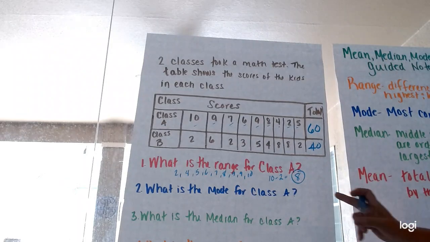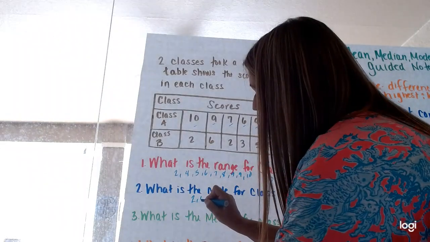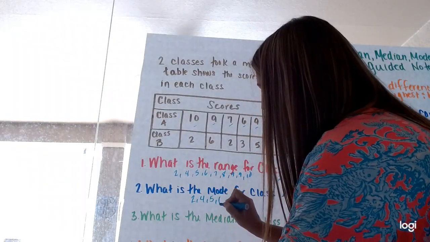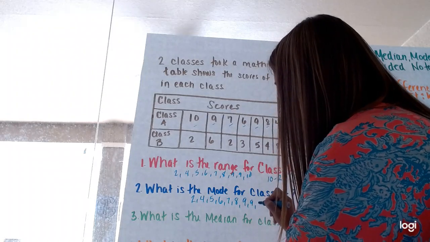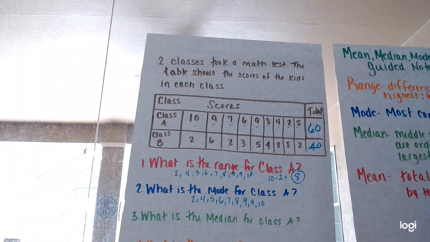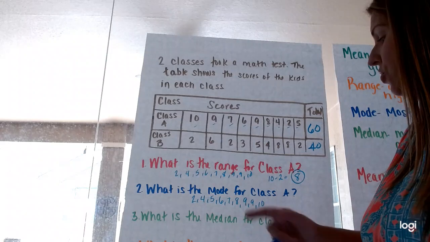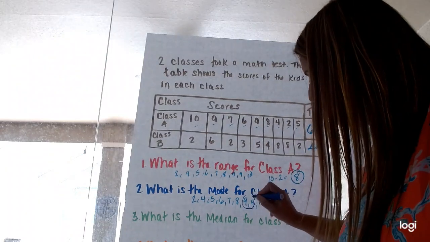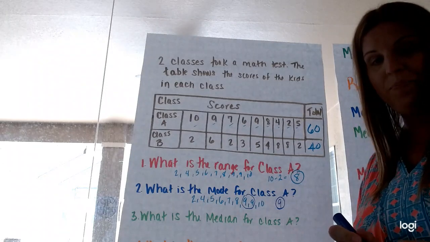Okay. Now the mode, the number that appears the most often. So I'm just going to rewrite my data. 2, 4, 5, 6, 7, 8, 9, 9, 10. What number do you see the most? There's 1 two, 1 four, 1 five, 1 six, 1 seven, 1 eight, 2 nines, and a 10. So the number that appears most often is 9.